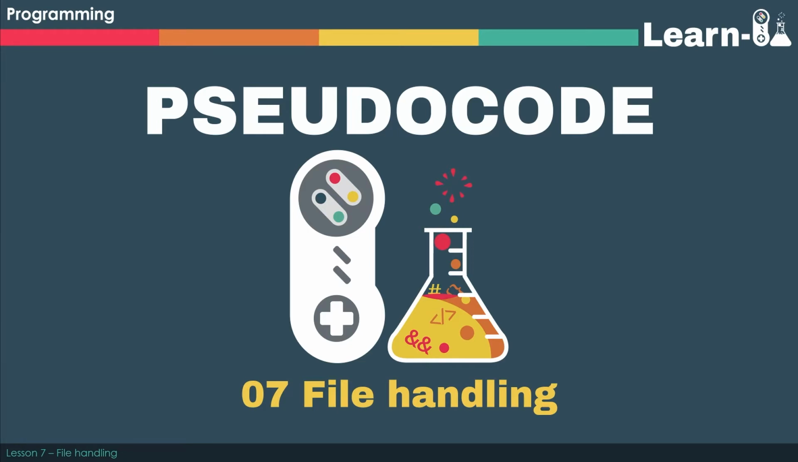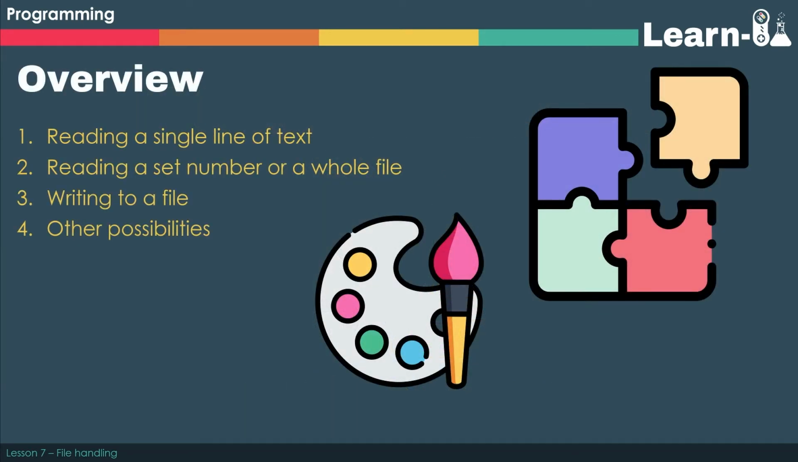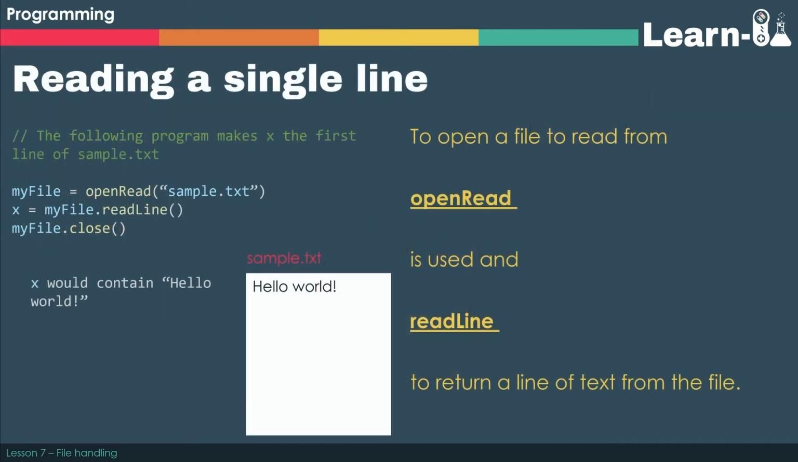There are 3 examples in the pseudocode OCR spec, and we are going to look at those 3 examples, plus we're going to move your thinking forward a little where we look at other possible scenarios that you might be asked to think about. So the 3 examples that we've got to think about are how to read a single line of text, how to read either a set number or a whole file. The example shows us a whole file, so we'll go through that. And then finally, how do we write to a file? Then, as I've mentioned, the last section is going to look at all the other possibilities that you might face in an exam. So we will begin with reading a single line of text.